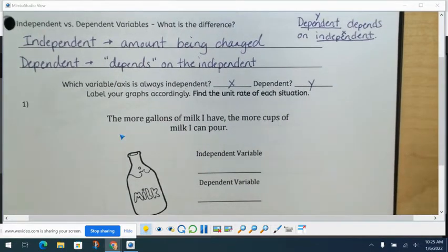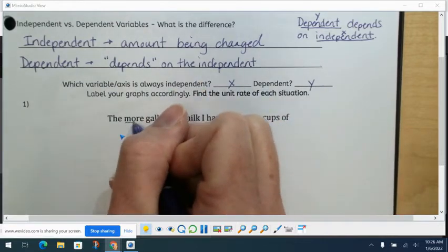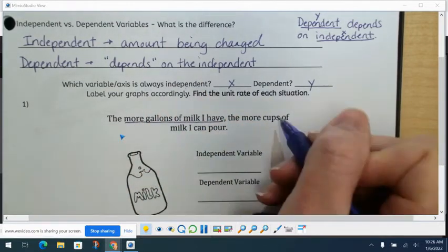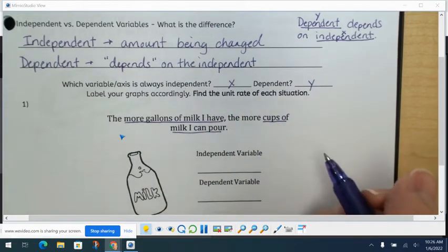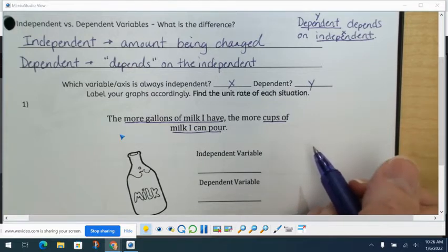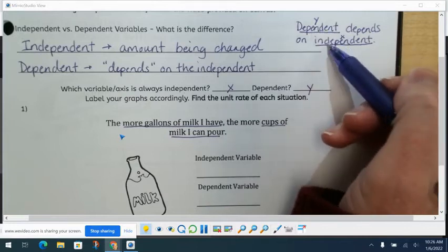So let's look at our first situation. The more gallons of milk I have, the more cups of milk I can pour. I first need to determine what I'm comparing. Sometimes that'll be given to you, but in this case, it's not. Here I'm comparing the gallons of milk that I have and the cups of milk that I can pour. So my two things I'm comparing are my gallons and my cups. I plug those two into the phrase up here and see what makes sense.